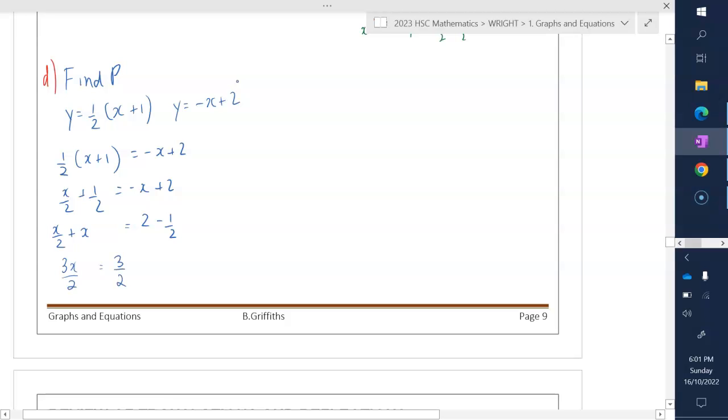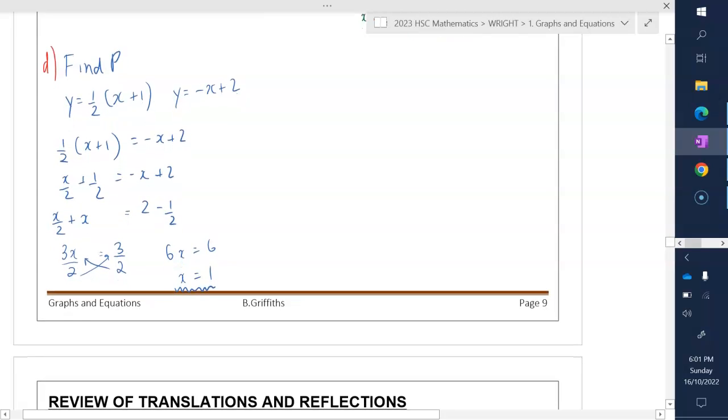so that we don't have it as a decimal. We'll just leave it as fractions. So what are we going to get? We're going to multiply both sides by 2. So we're going to end up with 6x equals 6, or x is equal to 1.